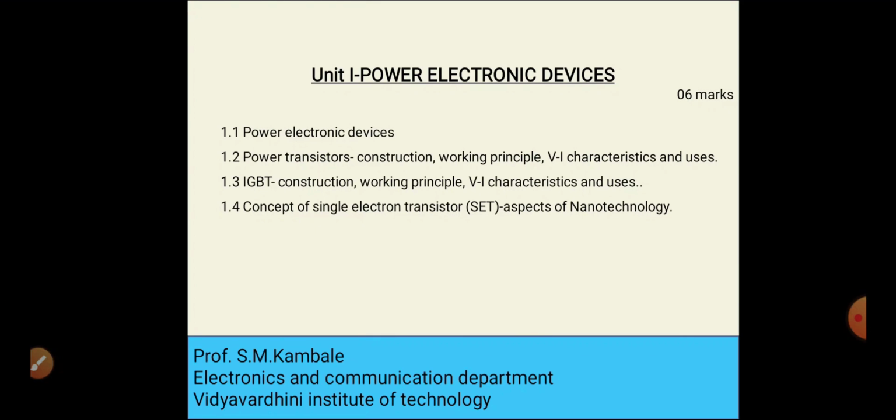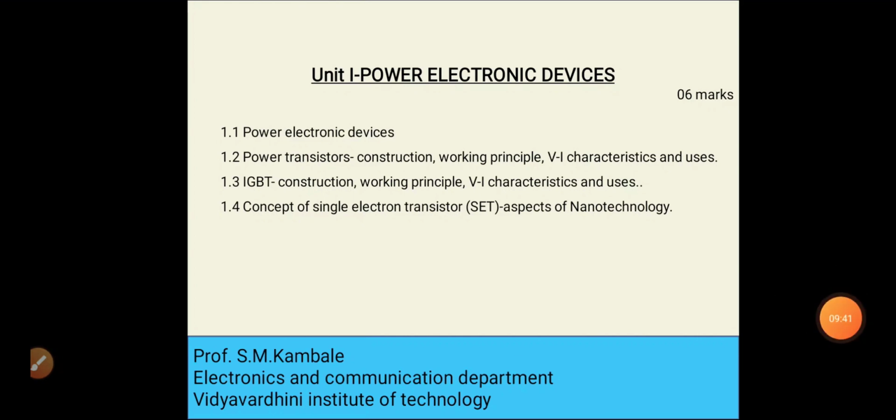The third one is IGBT. Here IGBT is nothing but insulated gate bipolar transistor. Here we can see the construction, working principle, VI characteristic and uses of the IGBT. Now the last point, the fourth one, is the concept of single electron transistor or the aspect of nanotechnology. This is the whole about the first unit, power electronic devices.